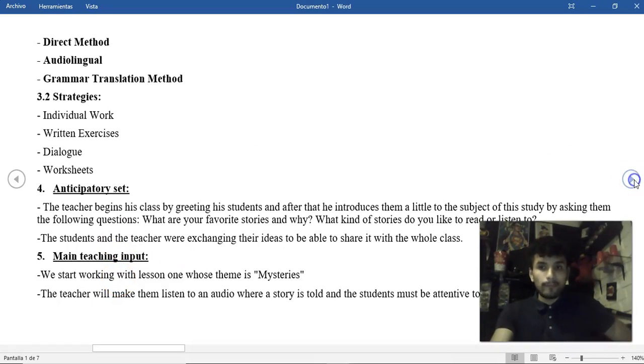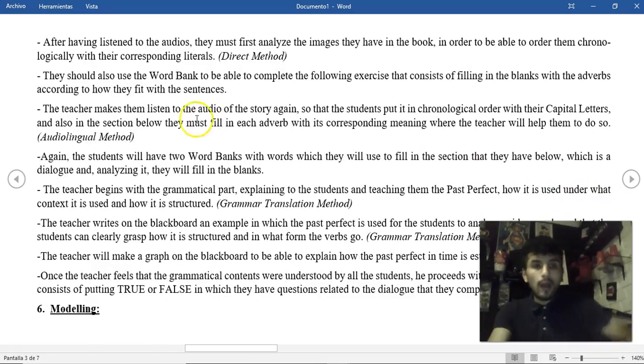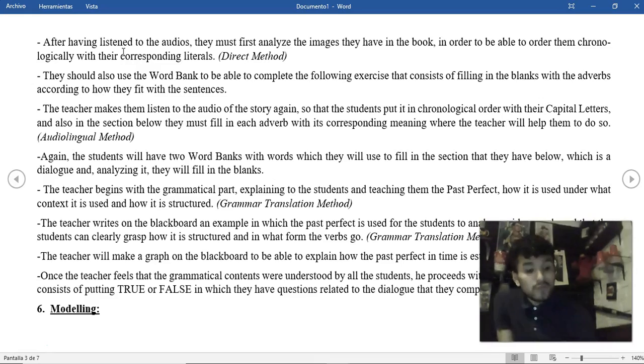Next, after having listened to the audios, they must first analyze the images that they have in the book in order to order them chronologically with their corresponding letters. Here I'm going to use the direct method because my students have to analyze in English and be able to put in order the story that we have here.